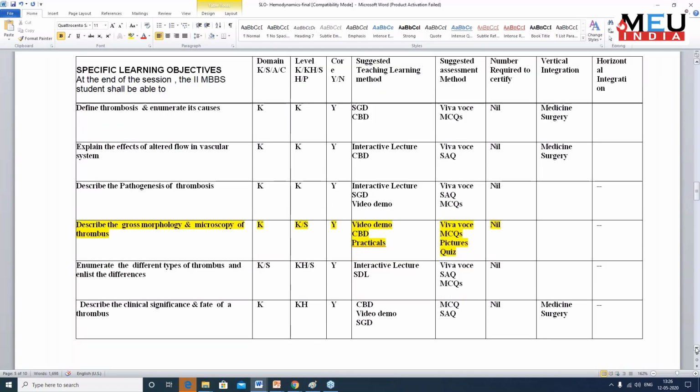And the next component is the student must be able to classify thrombi based on time and site of formation, and should be able to list 4 differences between the 2 types that he has enumerated. For this, self-directed learning or small group learning is sufficient, and we can again assess the student based on MCQs and short essays.